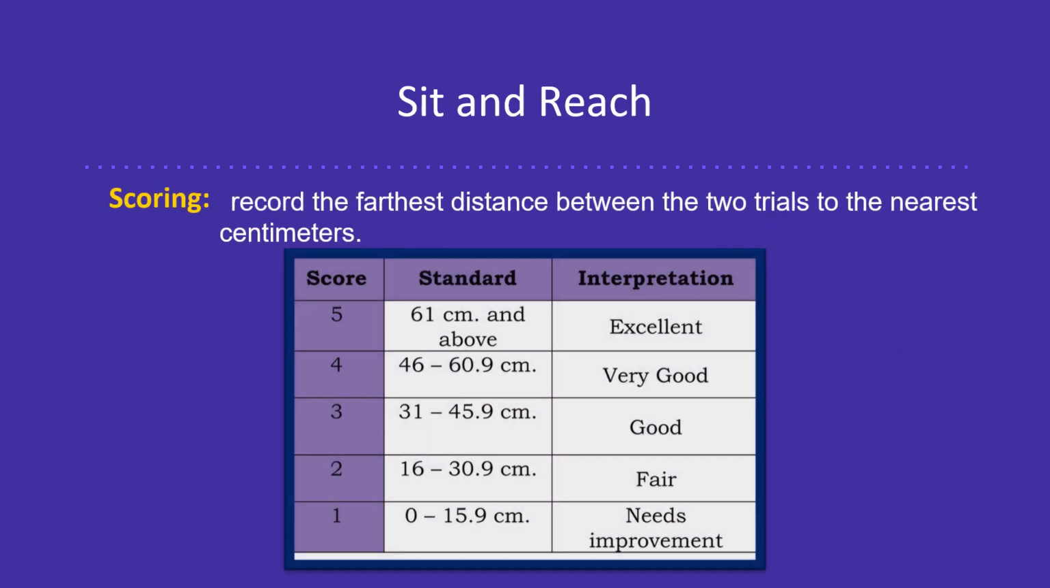So, ito yung scoring natin para sa sit and reach. 61 centimeters and above, excellent. 46 to 60.9, very good. 31 to 45.9 centimeters, good. 16 to 30.9, fair. 0 to 15.9, needs improvement.